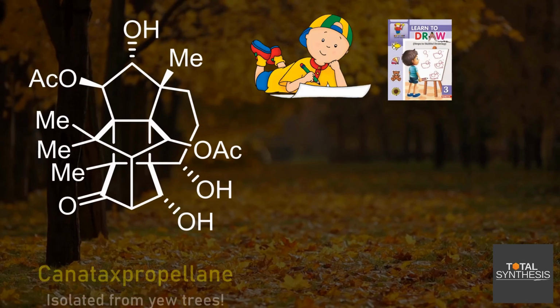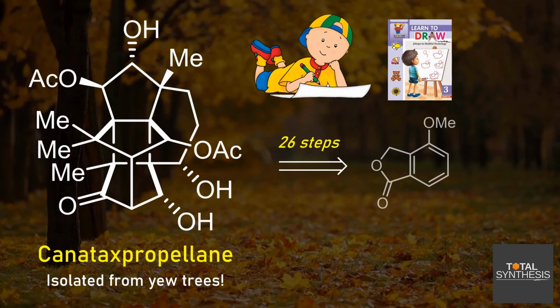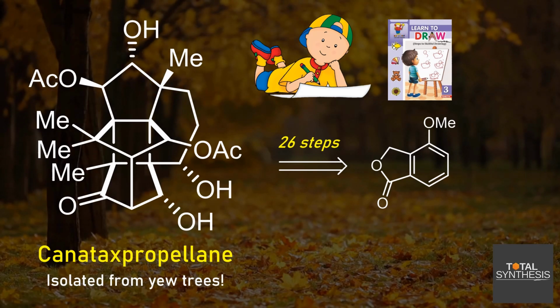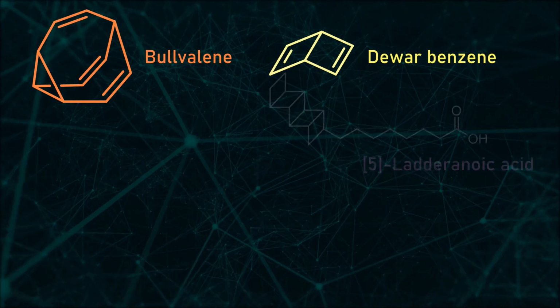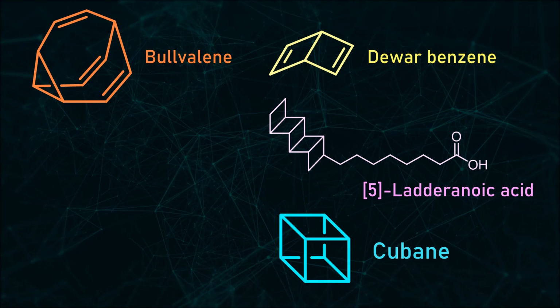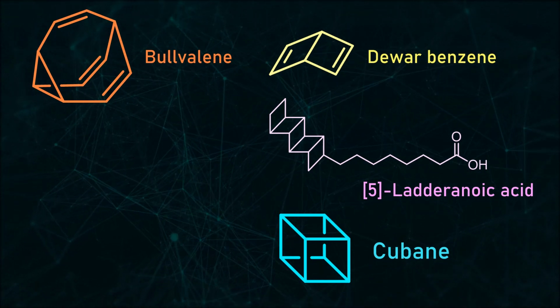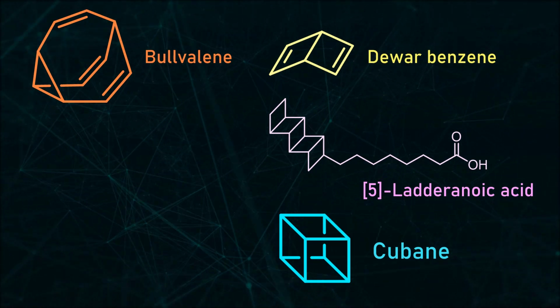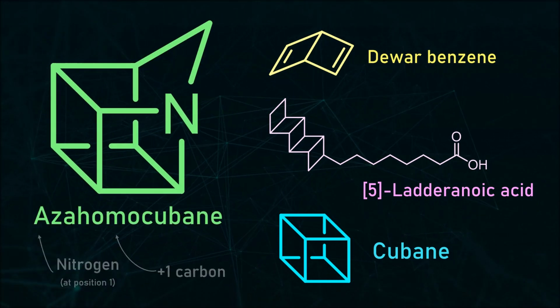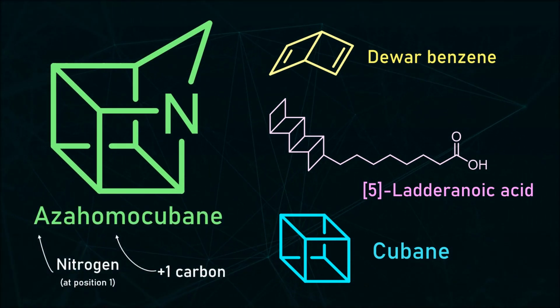Molecules take very intriguing forms, at times looking like something taken from Caillou's drawing book, like the impressive Canatex propylene we covered previously. There are also awesome smaller molecules that make chemists wonder about effects and limits of ring strain. Most of you will know Cubane, the literal molecular cube. And scientists recently reported the synthesis and characterization of Azahomocubane, one of hopefully many more Cubane analogues to come.